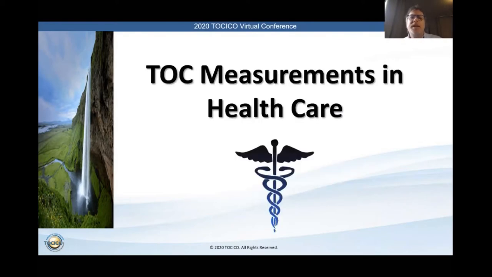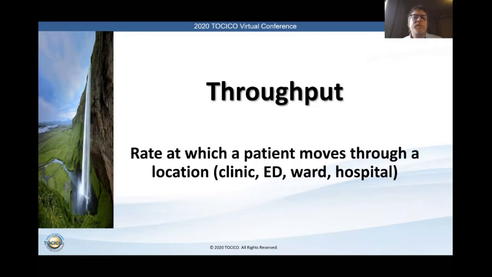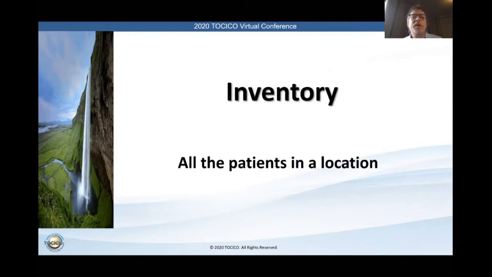So what do these measurements look like in the domain of healthcare? Well, throughput is the rate at which a patient moves through a location. For example, the rate at which a patient is examined and discharged from the emergency department, or the rate at which a patient is admitted, treated, and then discharged from a hospital.